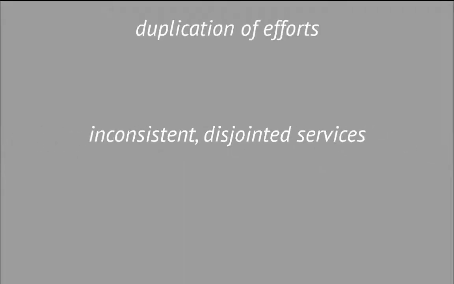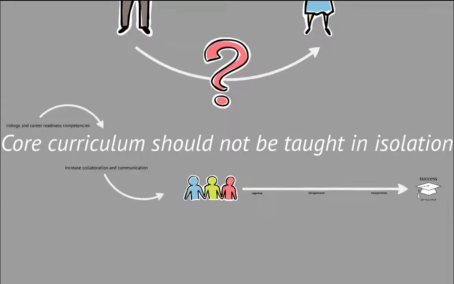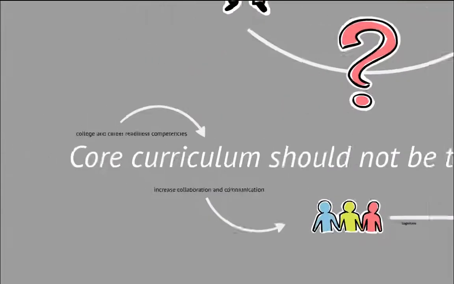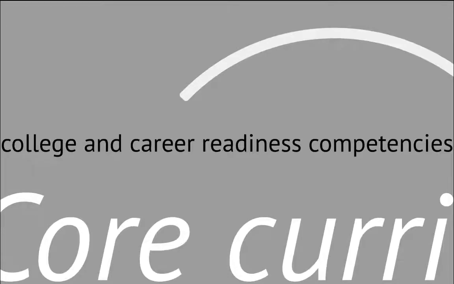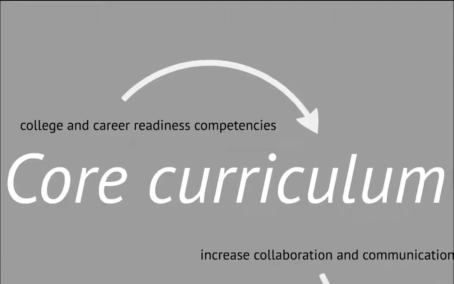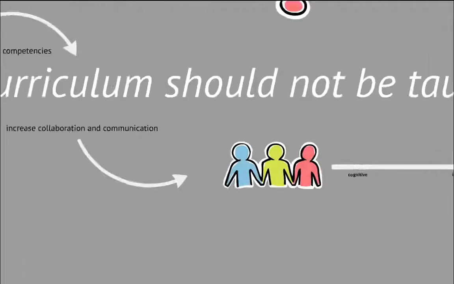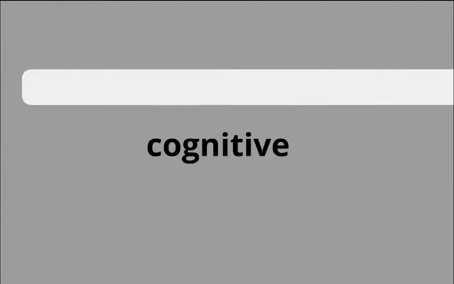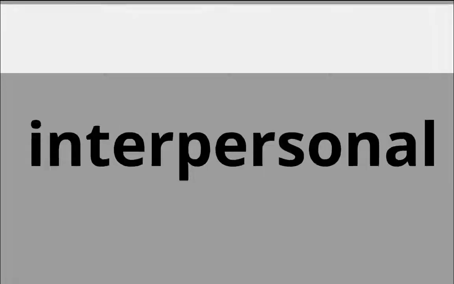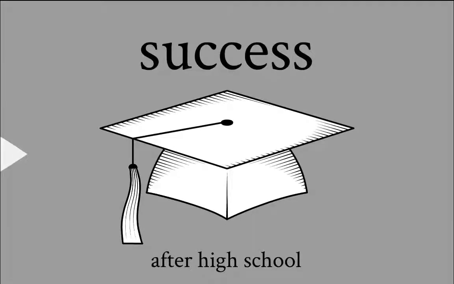Core curriculum should not be taught in isolation. Integrating college and career readiness competencies into your school's Common Core Standards curriculum offers a chance to increase collaboration and communication. This will result in students developing deeper cognitive, intrapersonal, and interpersonal competencies that will position them for success after high school.